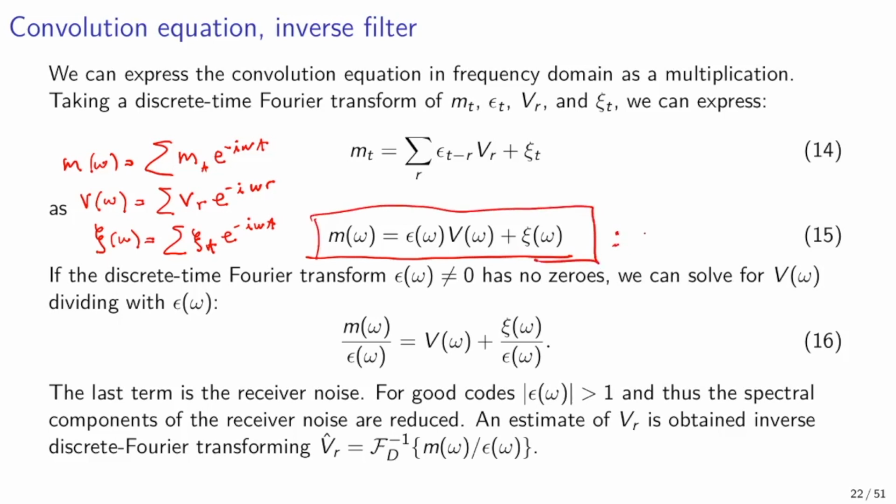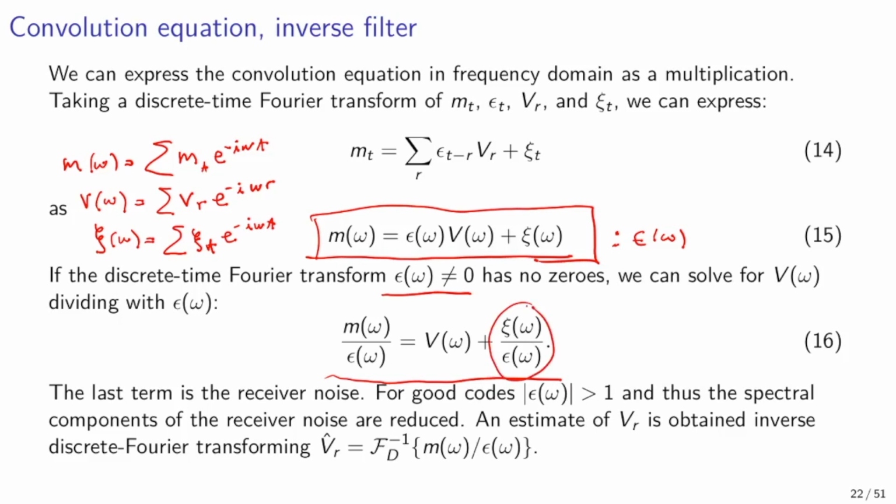If we now divide by the Fourier transform of the transmitted signal epsilon, we can directly obtain an estimate for the Fourier transform of the scattered complex voltage V of omega, as shown in equation 16. In order for us to be able to perform this operation, we cannot have zeros in the discrete time Fourier transform of the transmitted signal. For good radar transmit codes, this is the case. The last term in equation 16 is receiver noise.